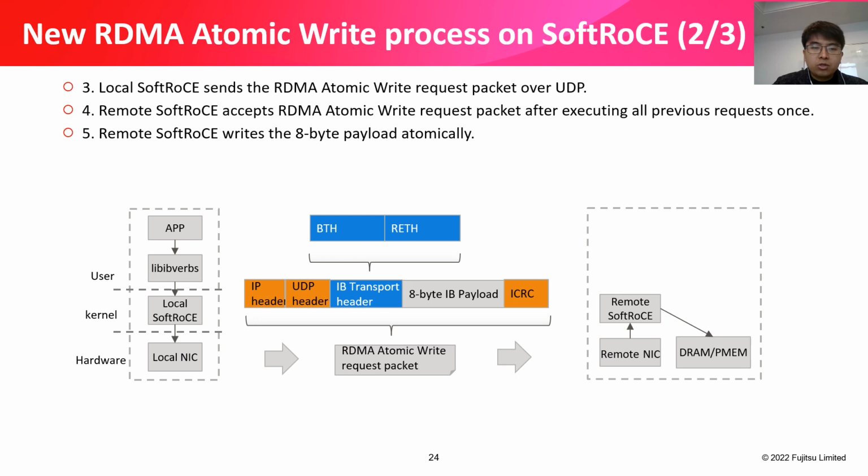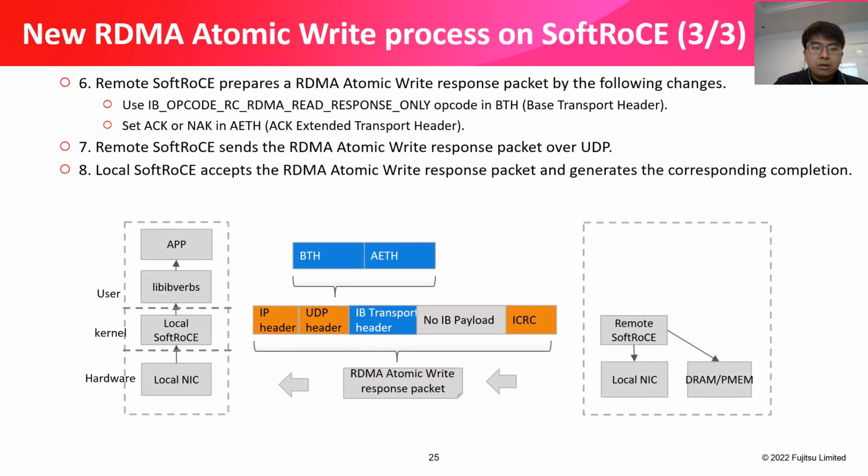Step 4. Remote soft RoCE accepts the RDMA atomic write request packet after executing all previous requests once. Step 5. Remote soft RoCE writes the 8-byte payload atomically. Step 6. Remote soft RoCE prepares an RDMA atomic write response packet by the following changes. Use IB opcode RC RDMA read response only opcode in the base transport header. Set ACK or NAK in the ACK extended transport header.